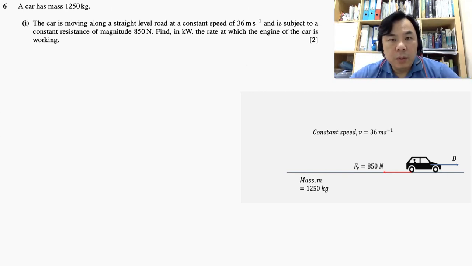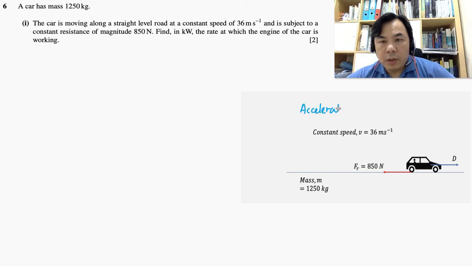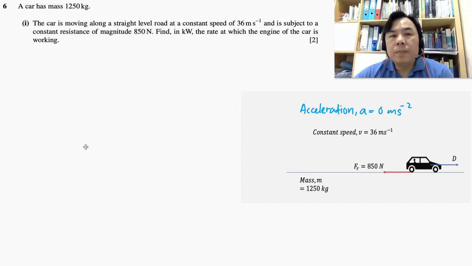First of all, because the car is moving at a constant speed, the acceleration must be equal to 0 here. So we can write that down. Acceleration a in this case is 0 meters per second squared. I hope that's clear. 0 meters per second squared, because it's moving at a constant speed.